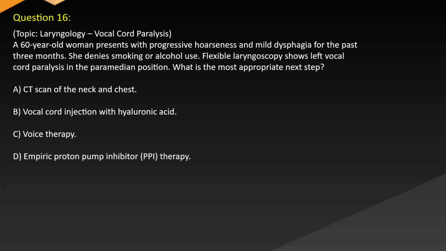Question 16. Topic: Laryngology. Vocal cord paralysis. A 60-year-old woman presents with progressive hoarseness and mild dysphagia for the past 3 months. She denies smoking or alcohol use. Flexible laryngoscopy shows left vocal cord paralysis in the paramedian position. What is the most appropriate next step? A. CT scan of the neck and chest. B. Vocal cord injection with hyaluronic acid. C. Voice therapy. D. Empiric proton pump inhibitor (PPI) therapy.